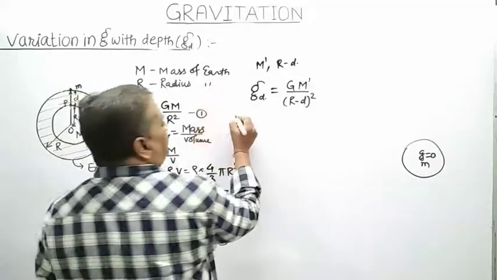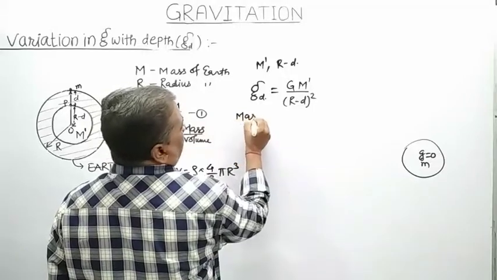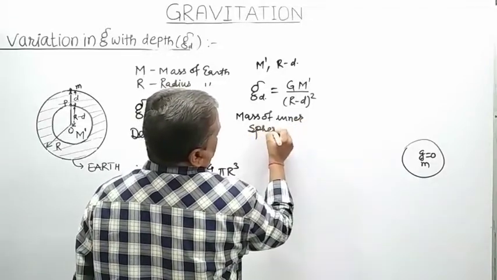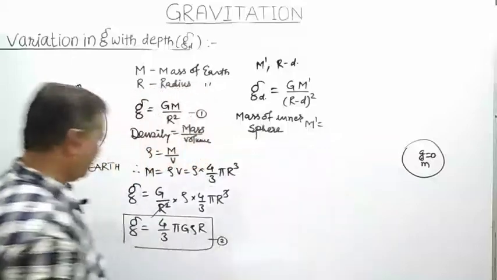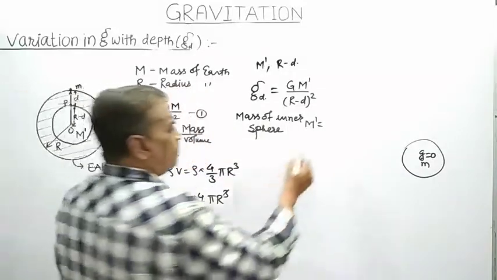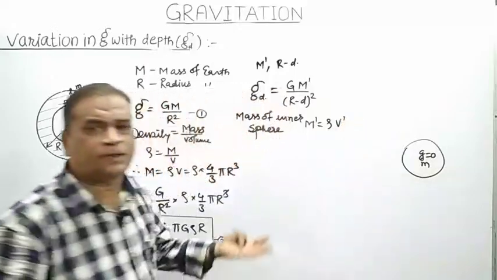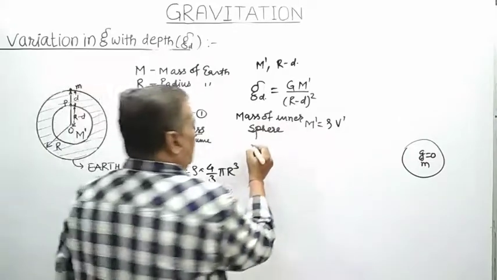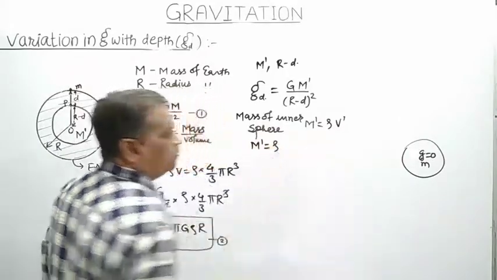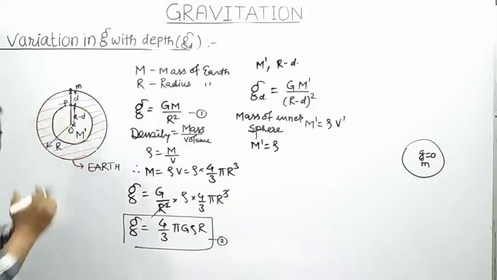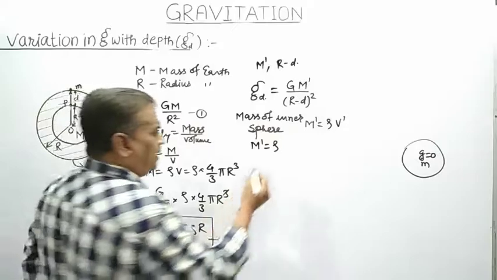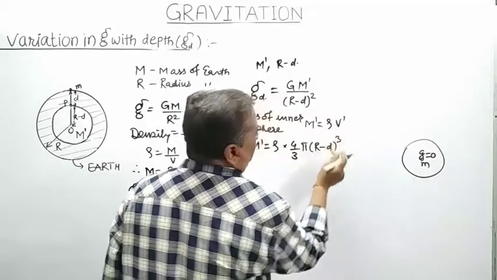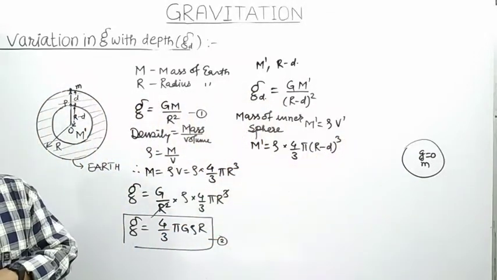Now as far as that M dash is concerned, what is that M dash? It is mass of inner sphere. Mass of inner sphere M dash is equal to, see here, mass is equal to density into volume. So density into volume of inner sphere, say it is V dash, smaller as compared to that of what? The outer one. So M dash is equal to rho into, how to calculate the volume of inner sphere of radius R minus d? It is 4 by 3 pi into R minus d whole cube, because radius of inner sphere is R minus d.